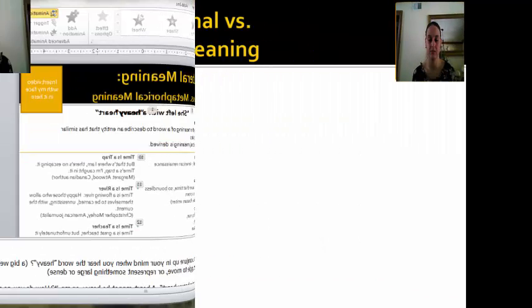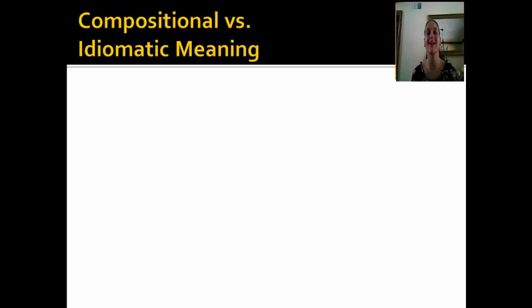Now we're going to talk about idiomatic meanings, or idioms, which are very different to metaphors. We've learned so far that we can interpret the meaning of a sentence by paying attention to the word order of the sentence and the linear and hierarchical relationships between the phrases making up that sentence, right?